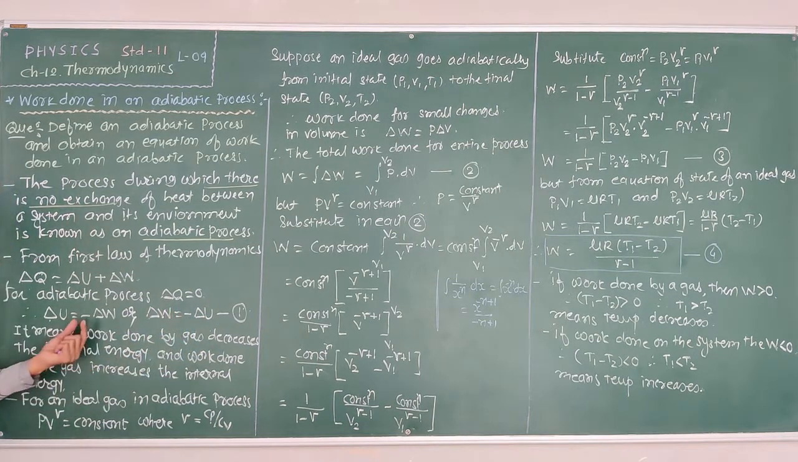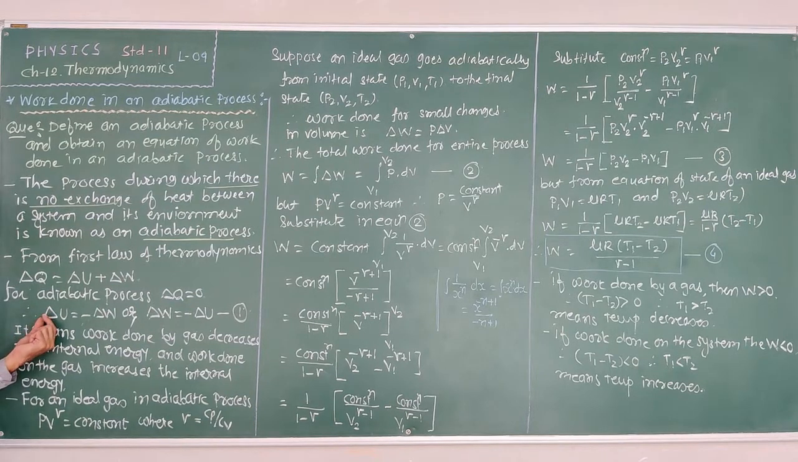Now, from this relation, delta U is equal to minus delta W. If work done is negative, that is, work done on the system by the environment increases the internal energy of a system. Clear this? Okay. For an ideal gas in adiabatic process, PV to the power gamma is equal to constant.